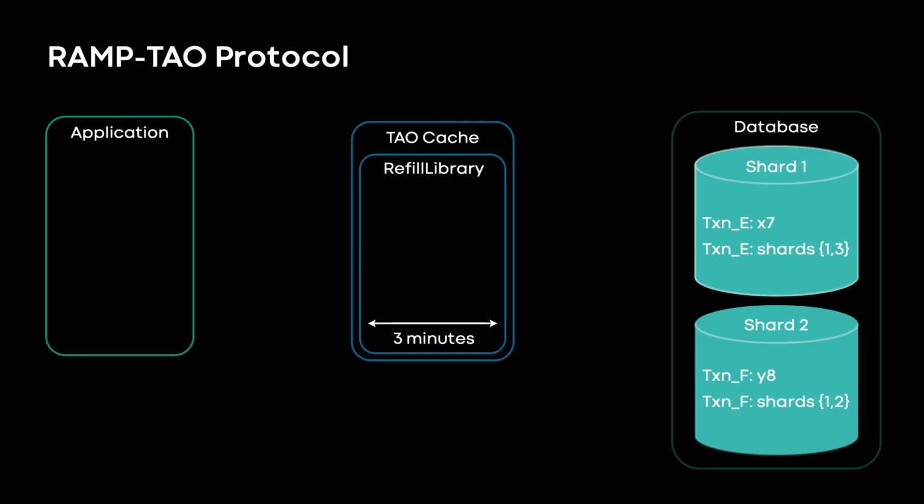So here we have a setup with our application, our TAO cache, and the refill library within the TAO cache. The refill library, previous to this project, was meant to store the past 3 minutes of all write data. And we also have the database here with two shards, and we have keys X and Y on the two shards. And you'll also notice that instead of storing the key in the transaction metadata, we're only storing the shards to reduce the amount of storage overhead.